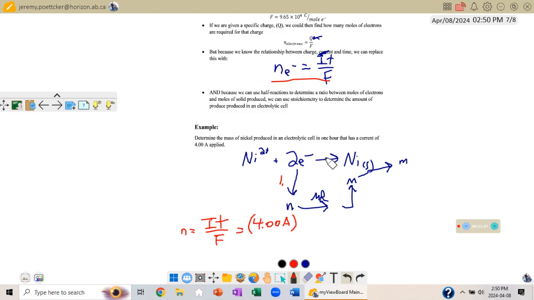I'm going to assume that this is exactly 1 hour. So this is 3,600 seconds, right, 60 seconds per minute, 60 minutes per hour. And we divide this by Faraday's constant, 9.65 times 10 to the fourth coulombs per mole of electrons.